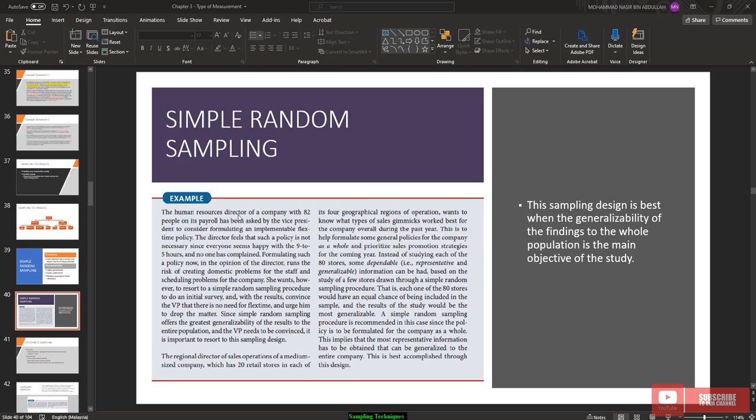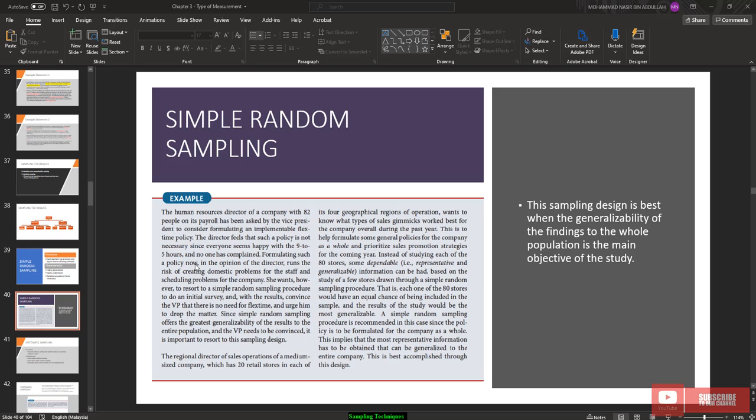The human resource director of a company with 22 people on its payroll has been asked by a vice president to consider formulating an implementable flex time policy. The director feels that such a policy is not necessary since everyone seems happy with the 9 to 5 working hours. Right, so no one has complained.